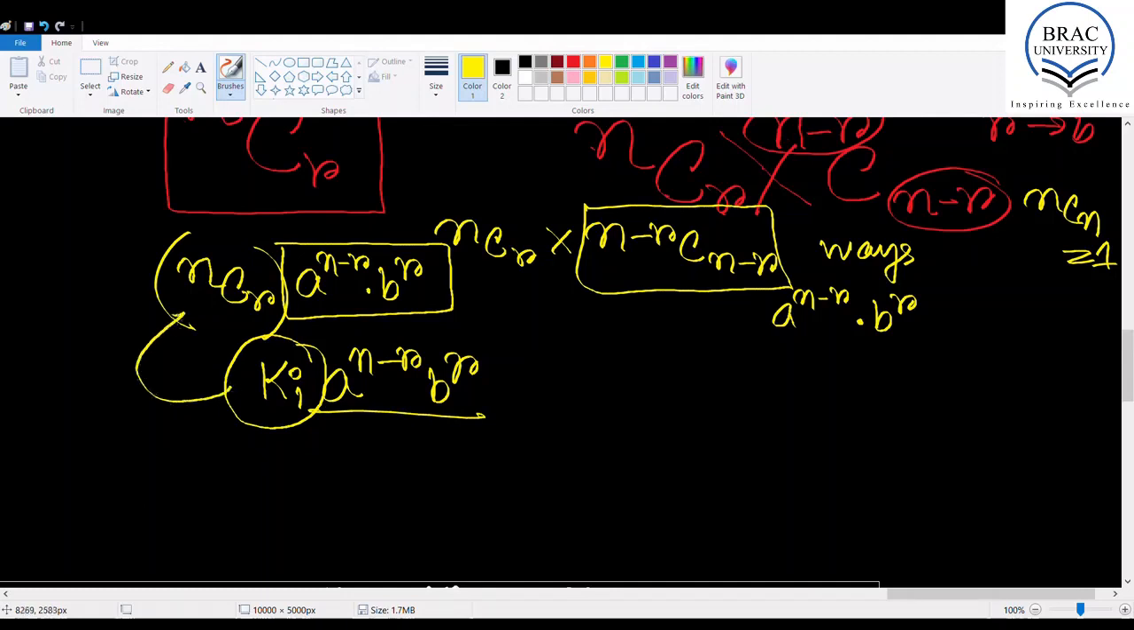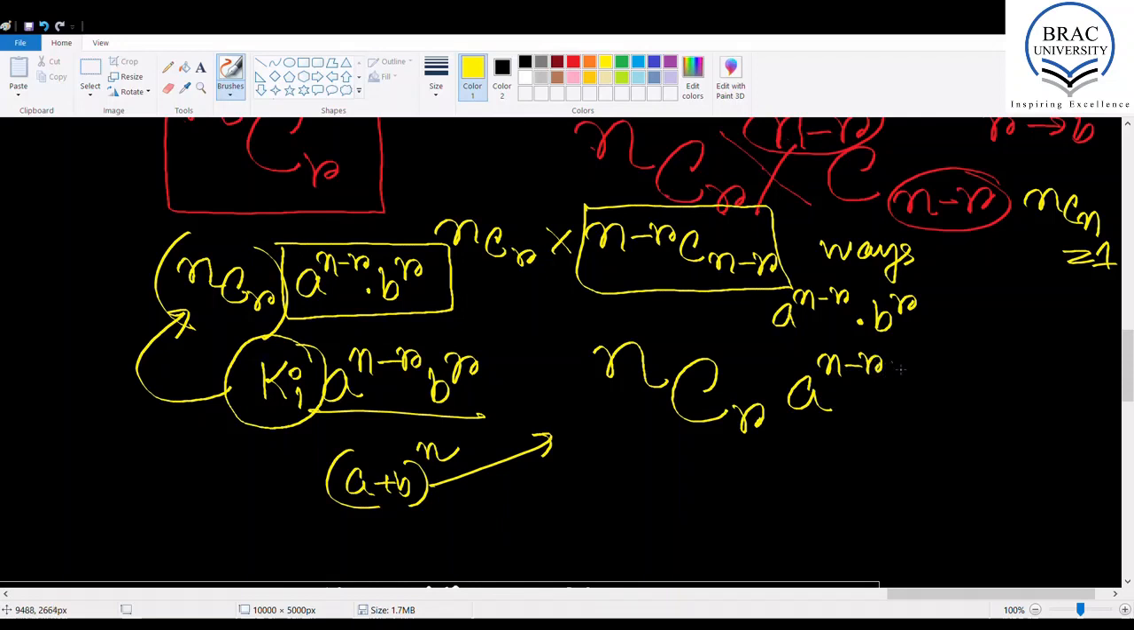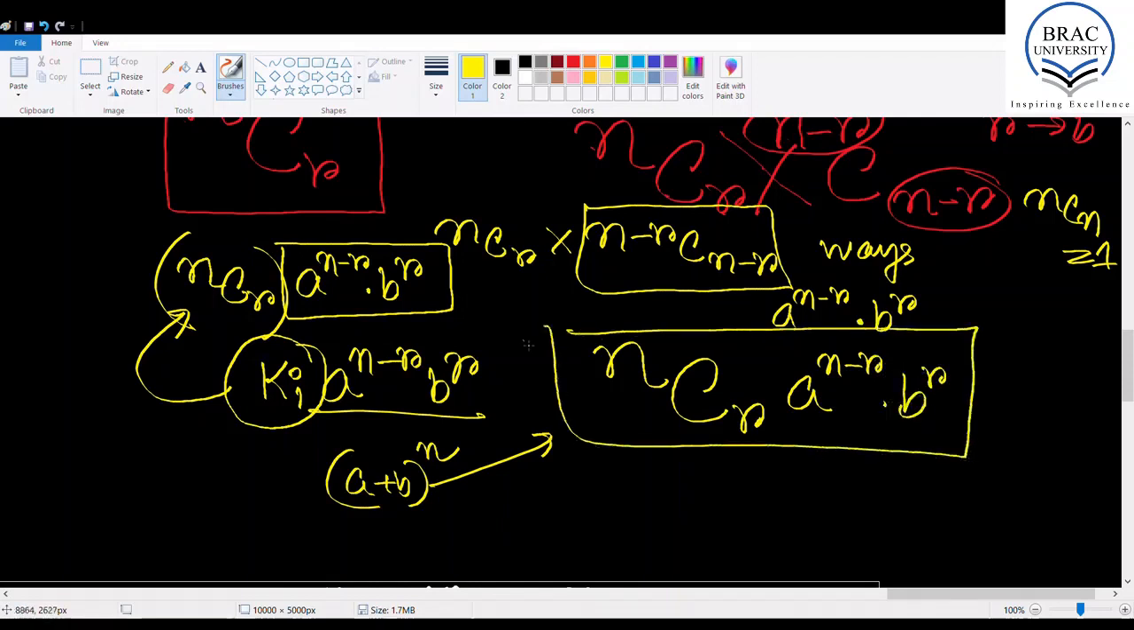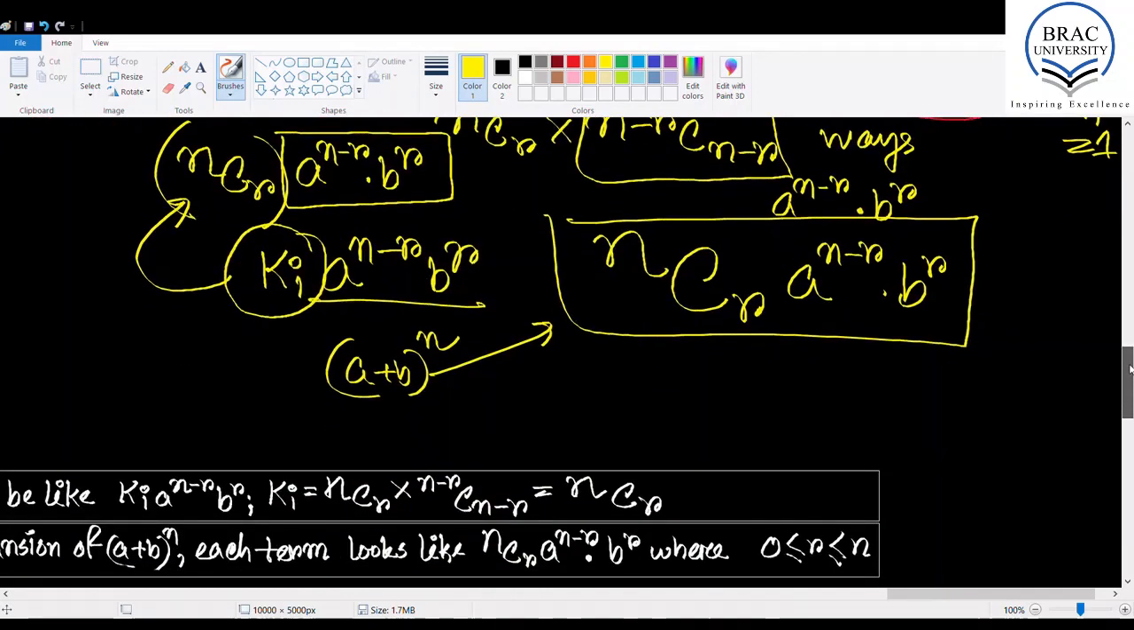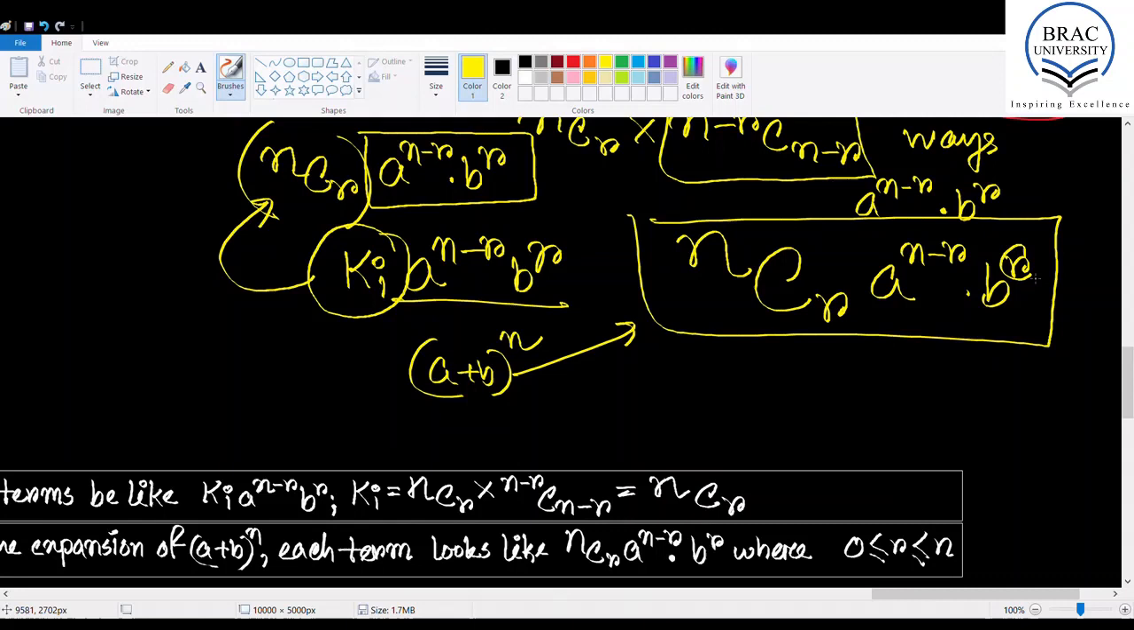So Ki is equal to nCr. Now what we get here is that the representative term of (a + b) to the power n will look like nCr a to the power n minus r b to the power r. Now I have a question: can you determine the limits for r? I mean, what could possibly be the values of r?